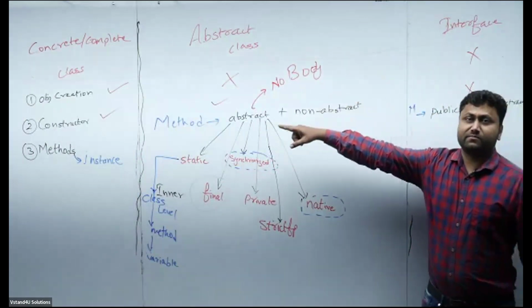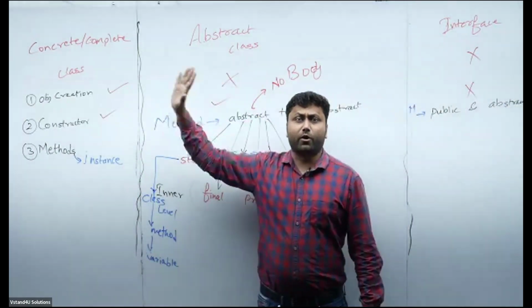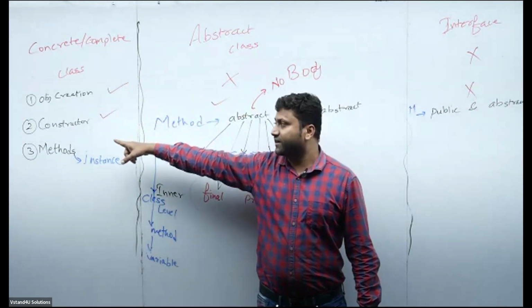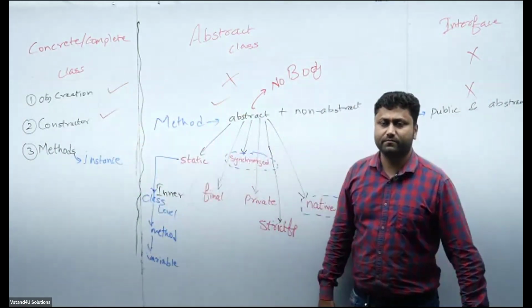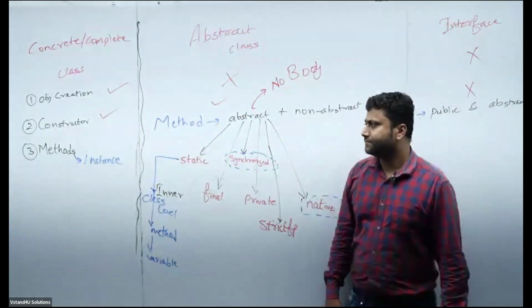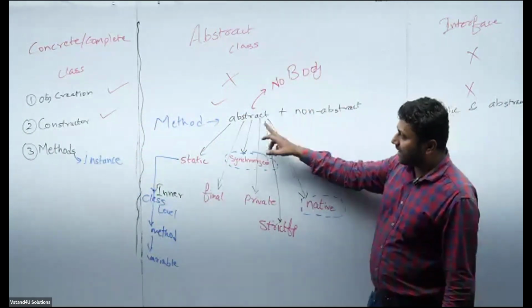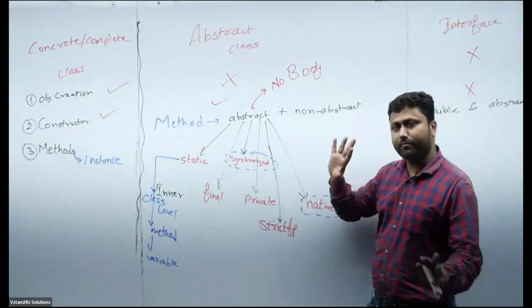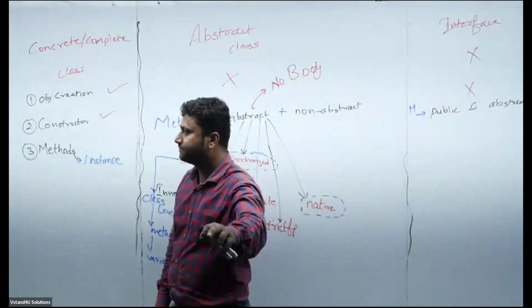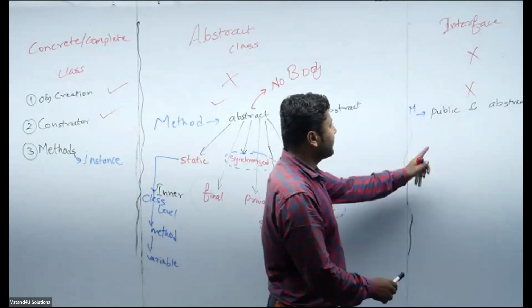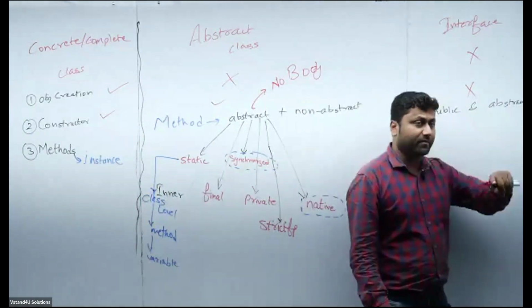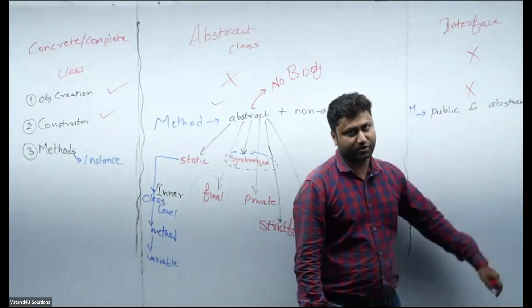A concrete class means all the methods have full bodies. None of the abstract methods should be there in a concrete class. Yes or no, everybody? Whereas an abstract class can have abstract as well as non-abstract methods. Both types of methods can be there. Agree? And in interfaces, by default, all the methods are public and abstract.